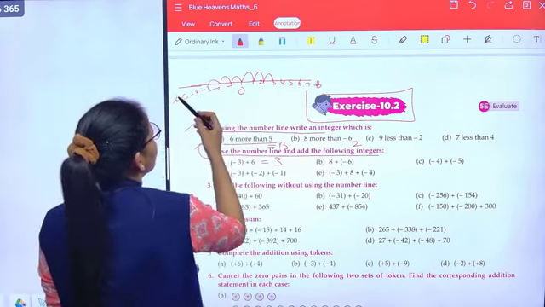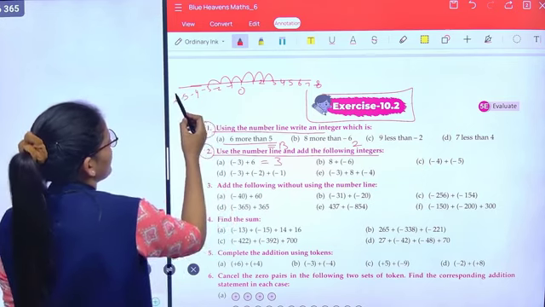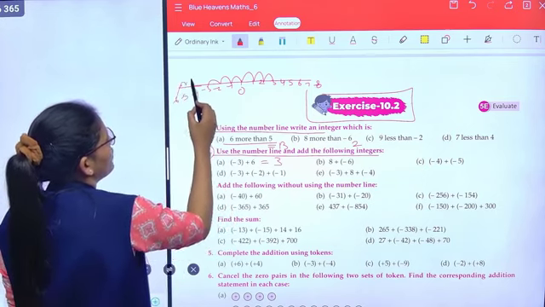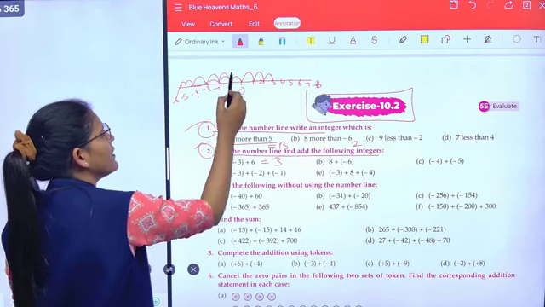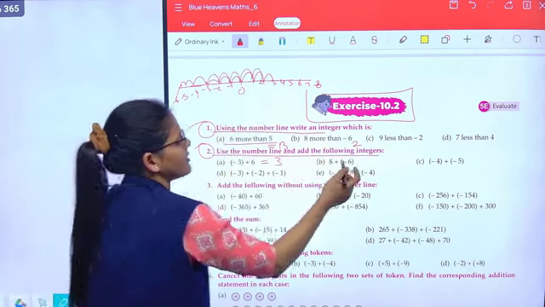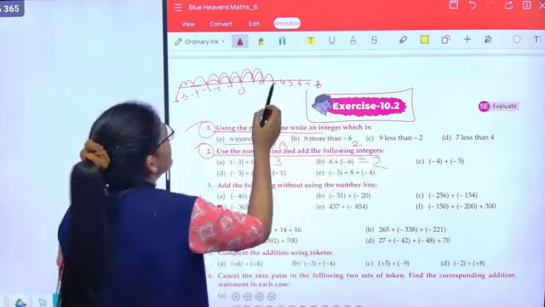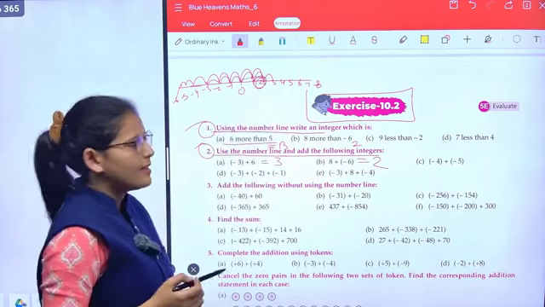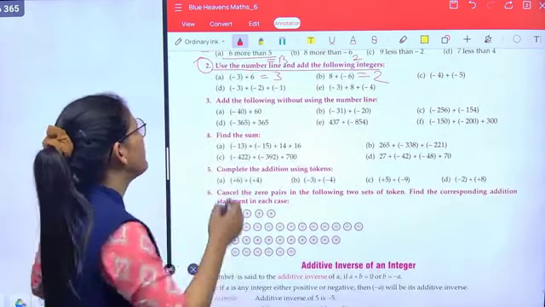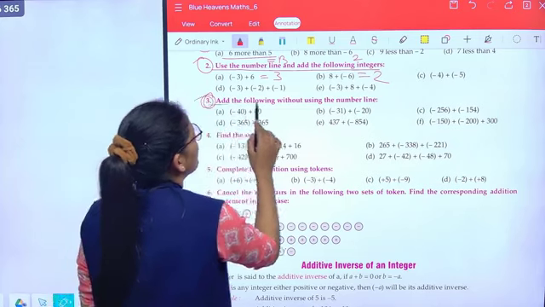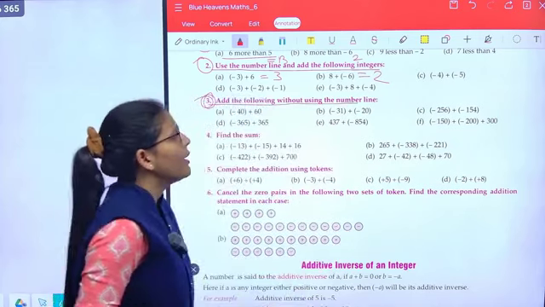Now class हम minus 6 से start करते हैं. Now 1, 2, 3, 4, 5, 6, 7, 8. So class, it is 2. You can see here. Understand? Rest of the parts do yourself. Now question number 3, add the following without using the number line.